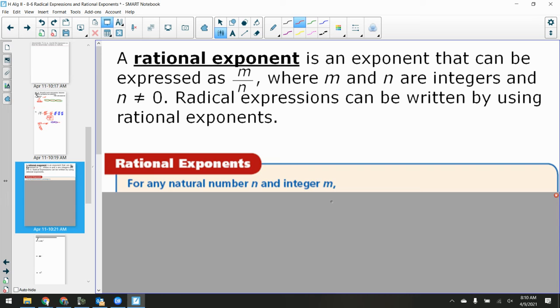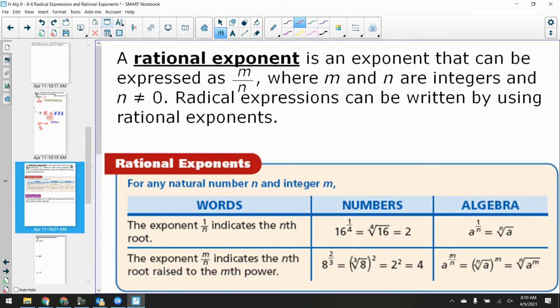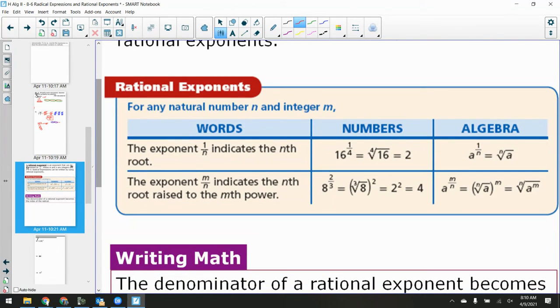Radical expressions can be written using rational exponents. The exponent 1 over n indicates the nth root. That's a really important statement. And this is the more important piece, because that's what we'll usually have: the exponent m over n indicates the nth root raised to the mth power. Power divided by index. Power divided by index. Power divided by index.